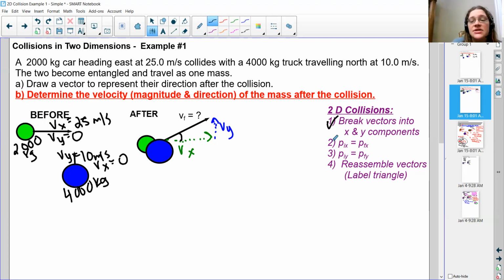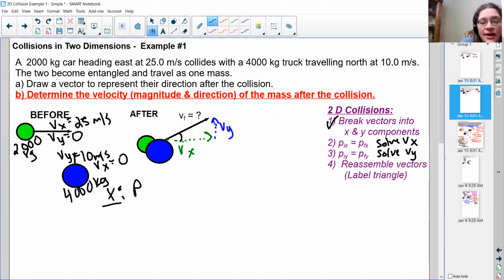Okay, now the next thing we're going to do is use conservation of momentum in the x direction to solve for velocity, and conservation in the y direction, again, to solve for velocity. We're going to do those two things separately. Then we'll get components Vx and Vy, which we have to reassemble into a triangle for our final magnitude and direction.